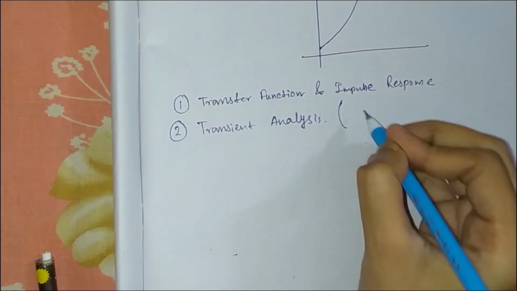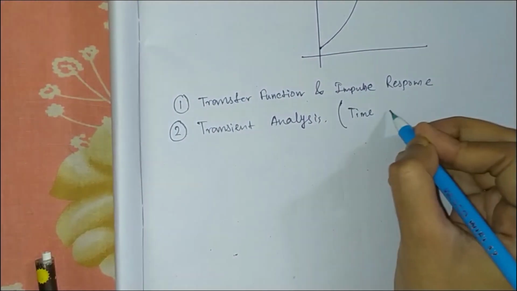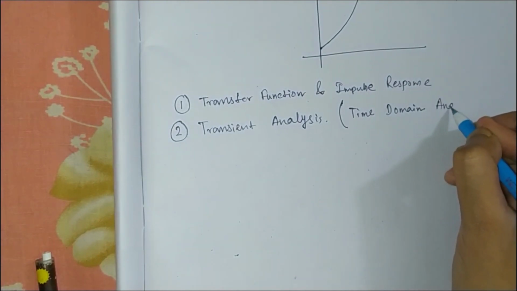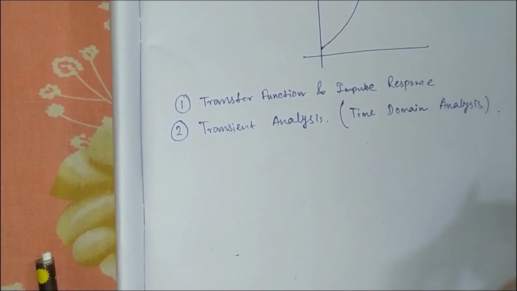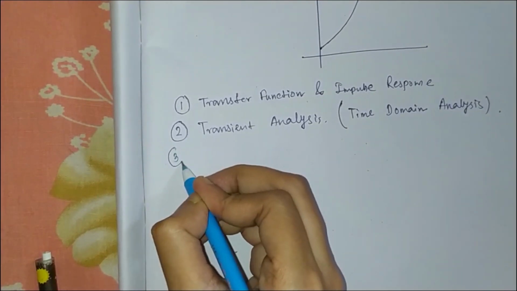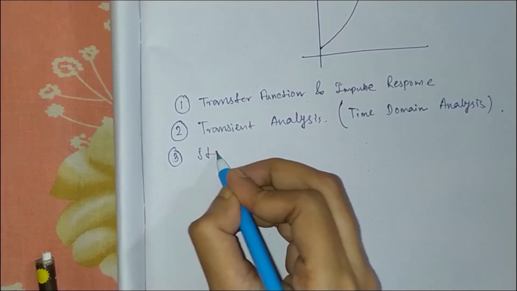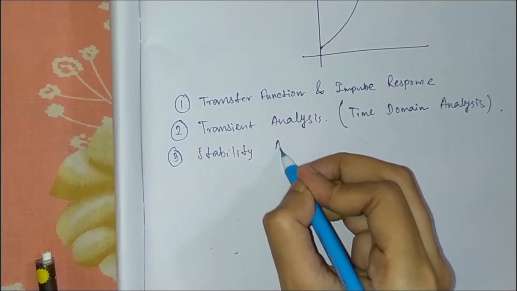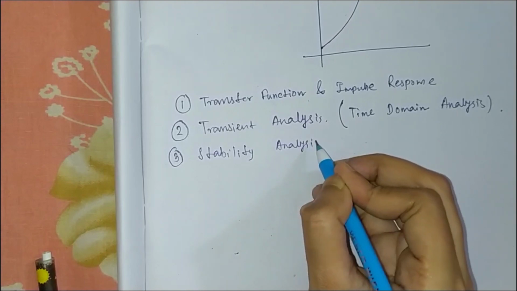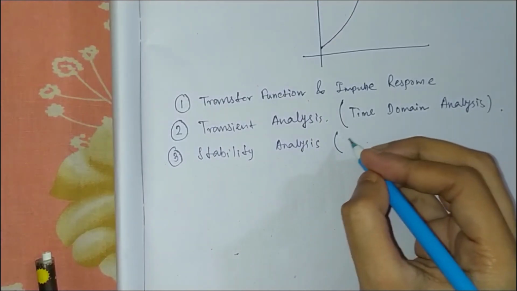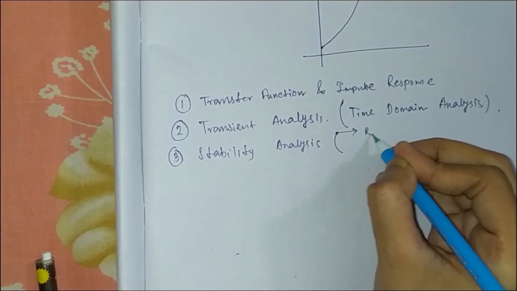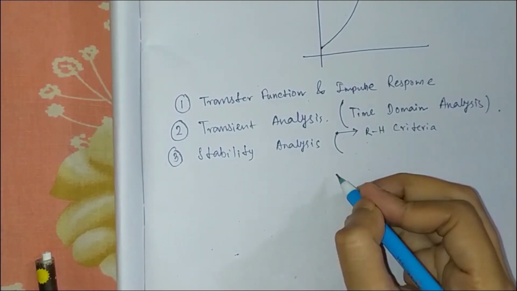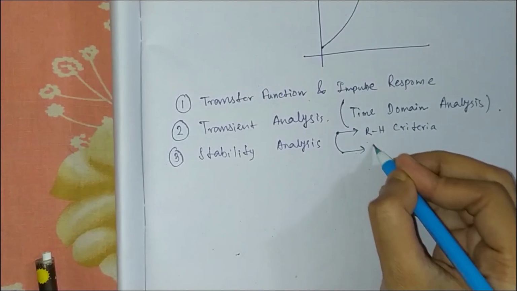Now, or we can say this is time domain analysis. Then my stability analysis. Under this there are two subtopics. One is the RH criteria, another is root locus.